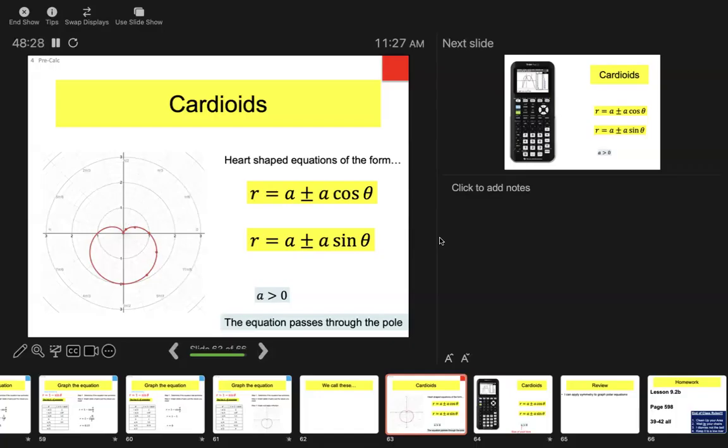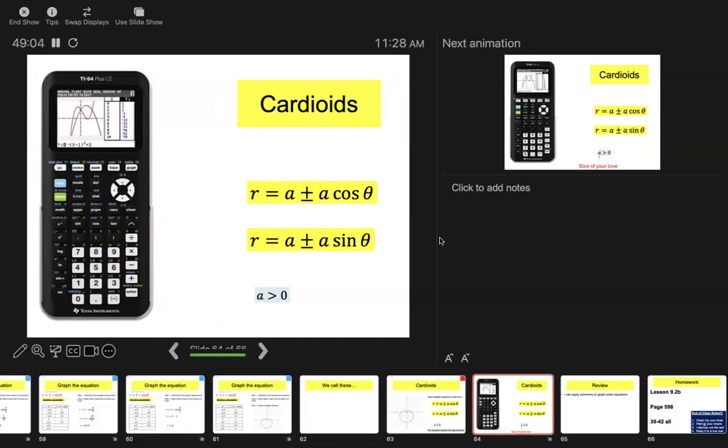Hey, what do you think the A value does? We just did 2 minus 2 sine theta. We can figure it out. Let's do another one and let A be 4 this time, so do 4 minus 4 sine theta. See what you get. A bigger heart. Okay, so what does A represent?